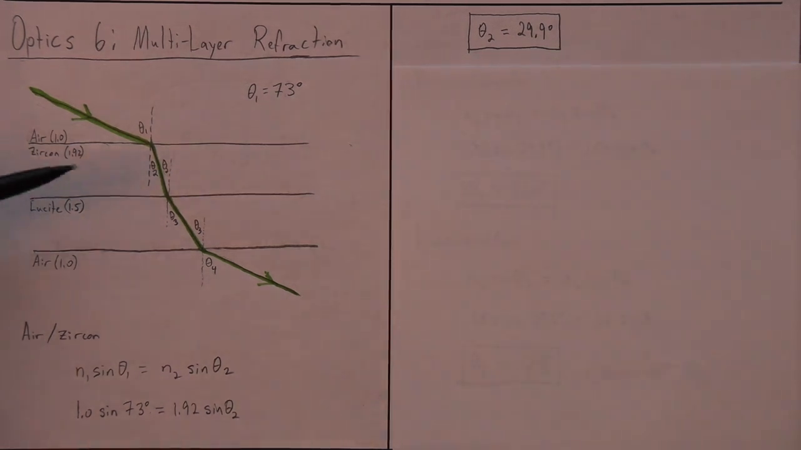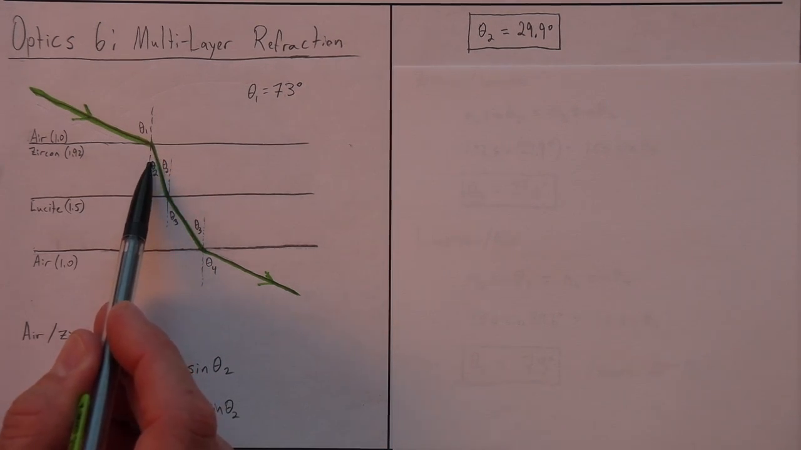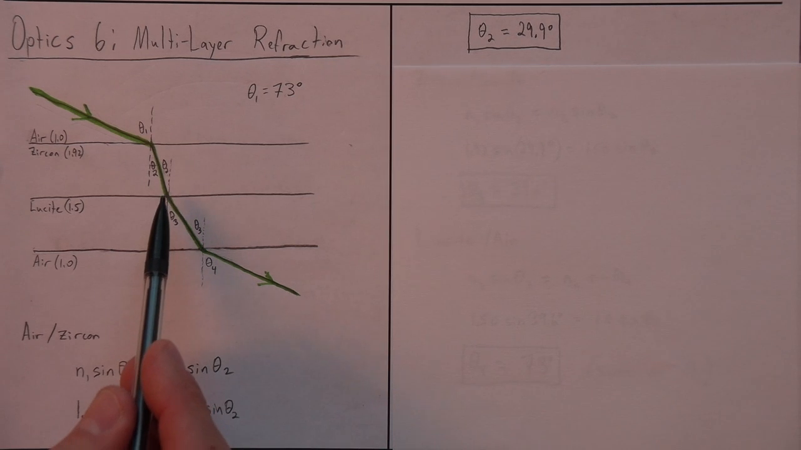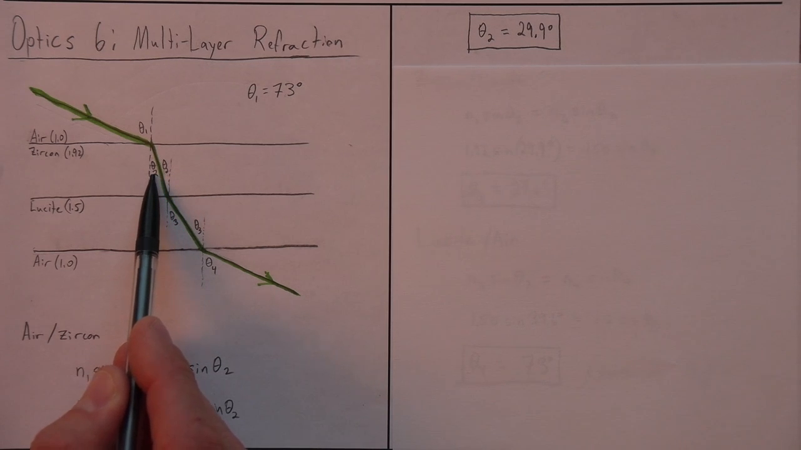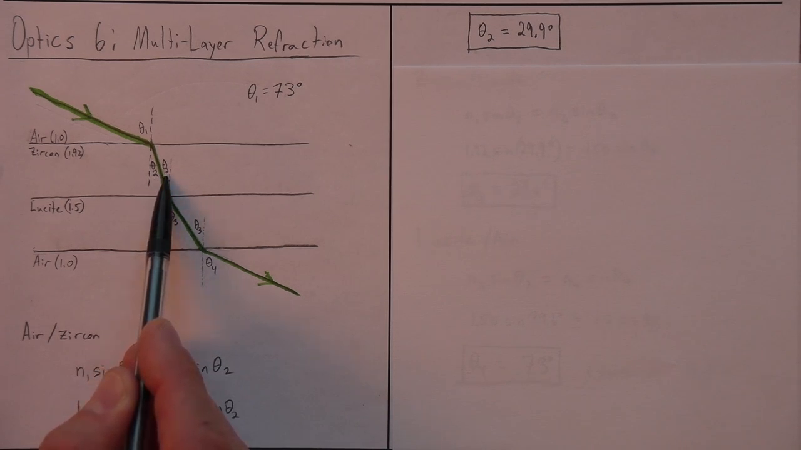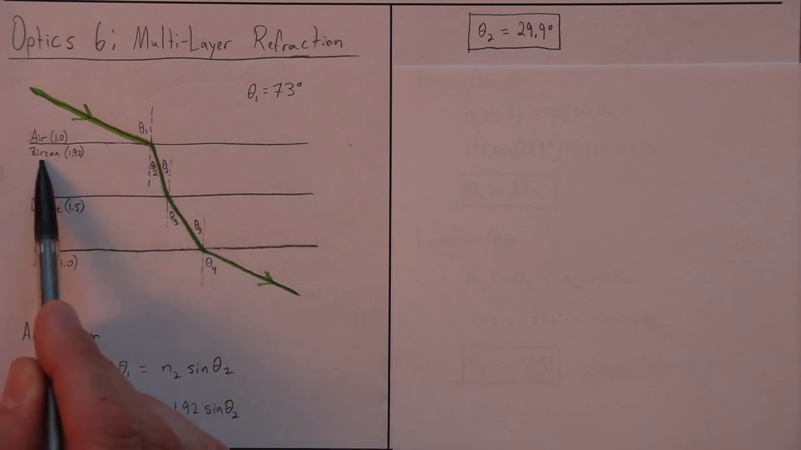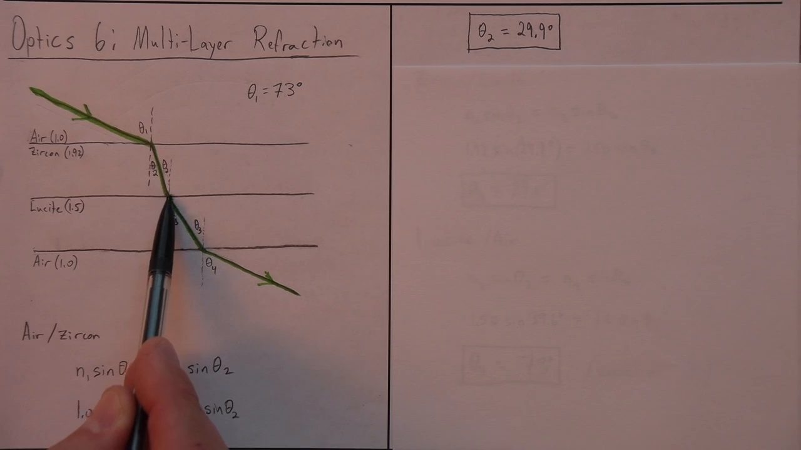So now the angle right here is 29.9. From simple geometry, we can see that when it comes and hits this surface right here, this angle is the same as this one. So this theta 2, which is the refracted angle, the angle of transmittance in the zircon, becomes the angle of incidence at this boundary.